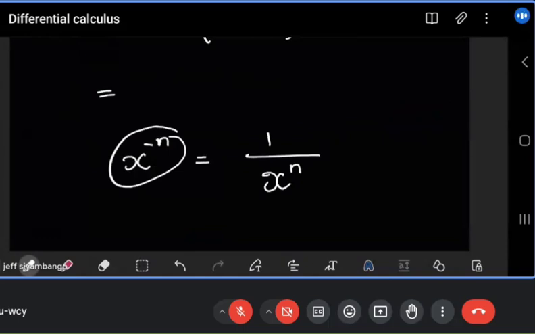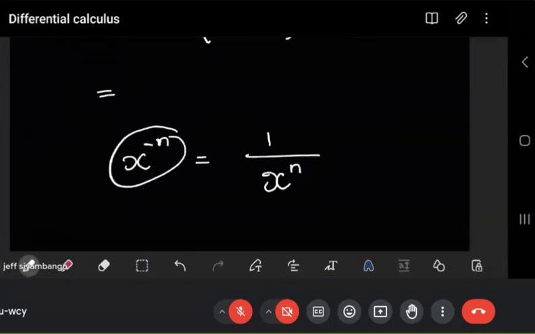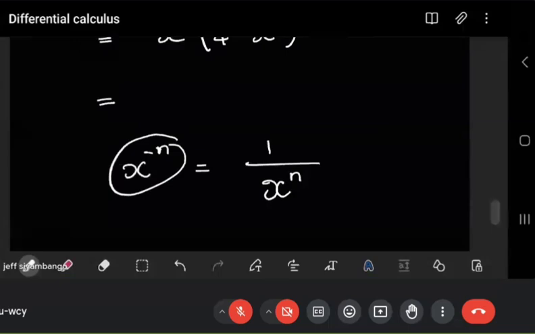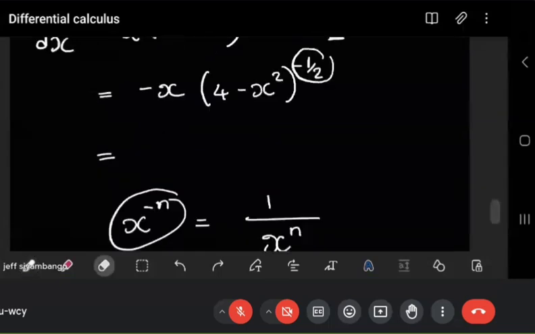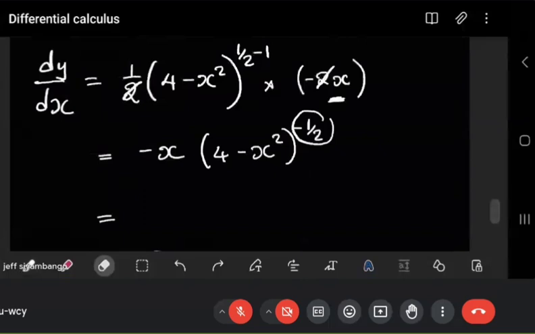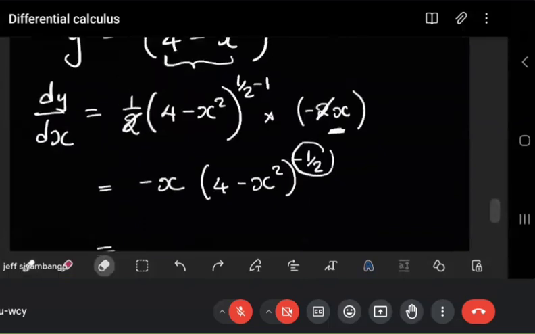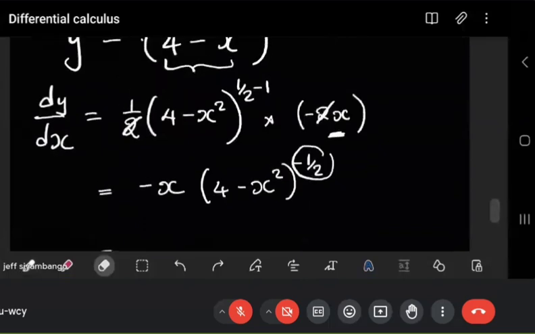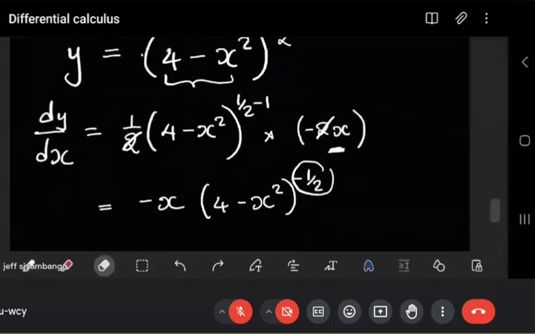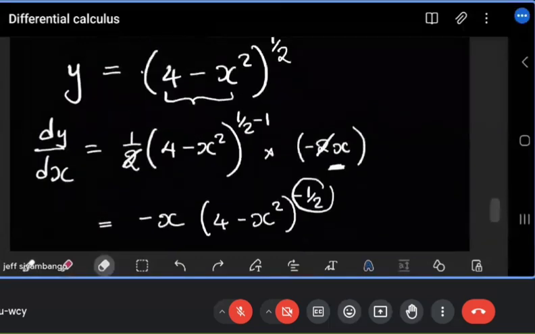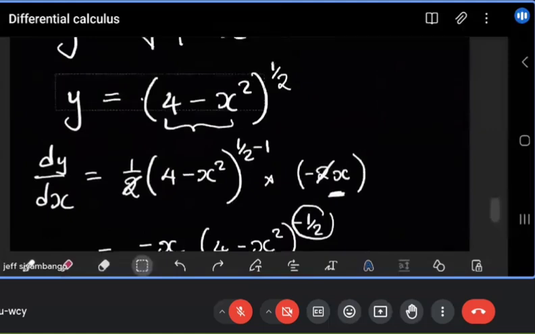So with that in mind, yes, please. We'll just go back a little on how you simplified the 4 minus x squared in the brackets. Oh, okay. So the term was differentiating this one, right? Yes. Okay.